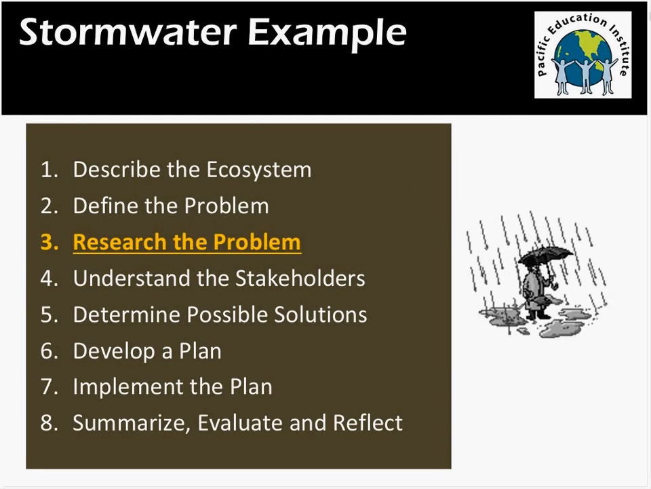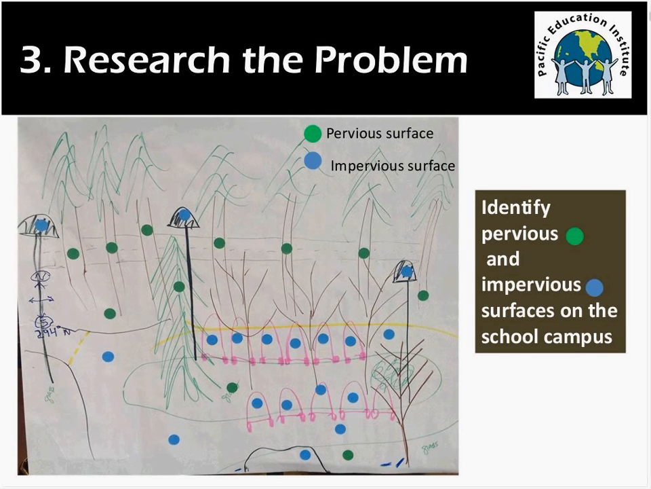Now we need to research the problem. So remember back when we drew and labeled, and I didn't have you label, but I had some students draw and label for me. And we first want to look at that impervious and pervious surfaces. So you can see all those pink little cars, and you can see the deciduous trees and the conifers, and you can see the lamps, or the things that look like little mushrooms. All those pervious and impervious surfaces on this school campus.